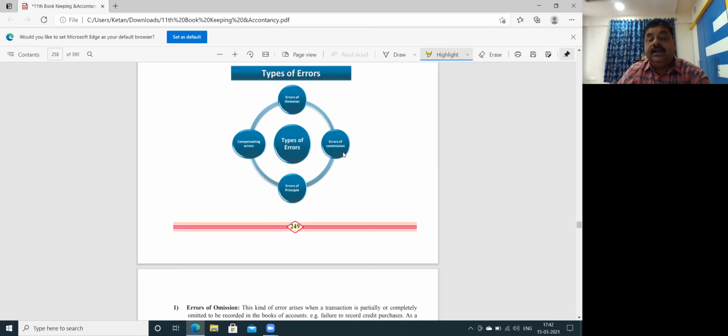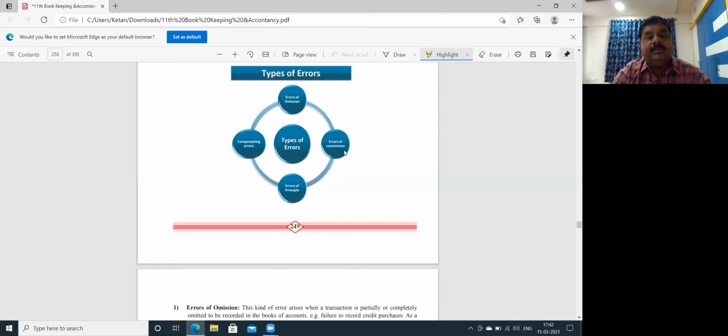Then there are the errors of commission. Errors of commission means we are actually committing some errors. We are writing the wrong amount. आपण एक example बघूया. For example, it is given to you that wages paid rupees 5,000 are wrongly debited to wages rupees 500. What is the mistake, what happened here?